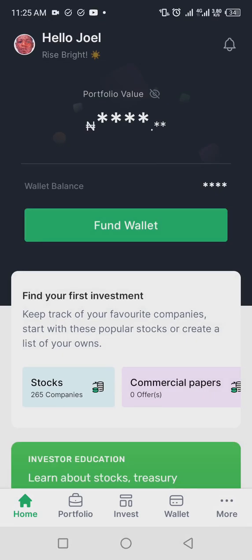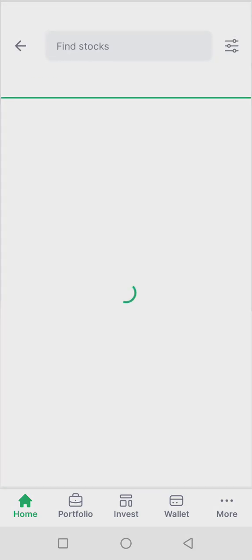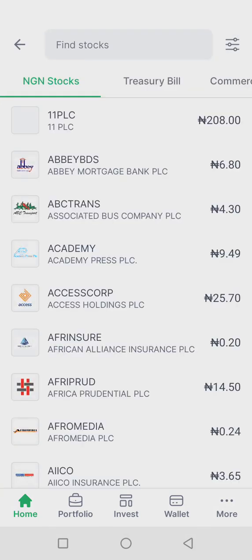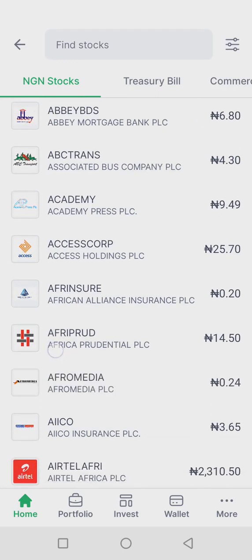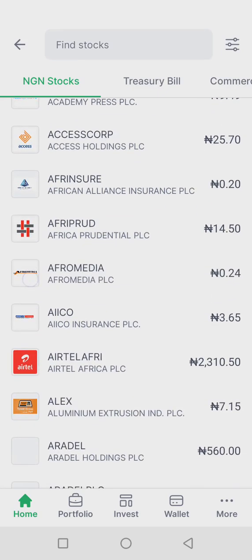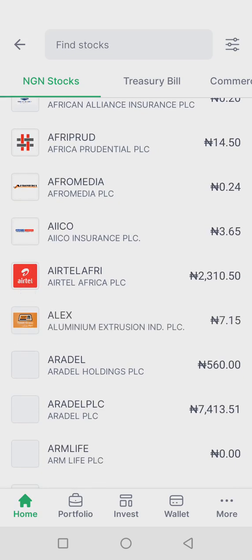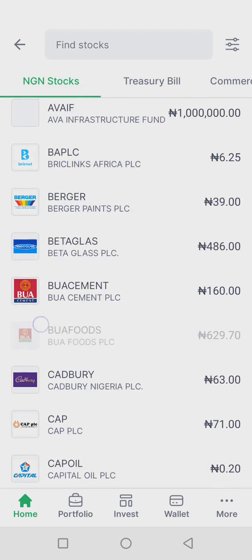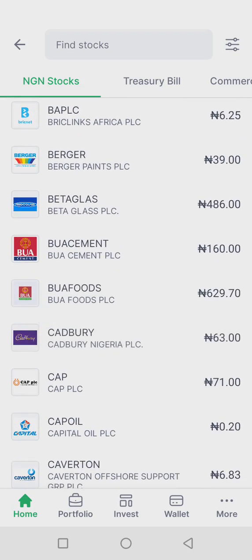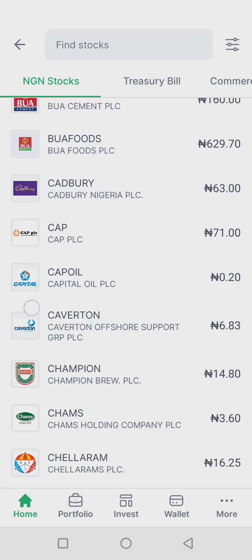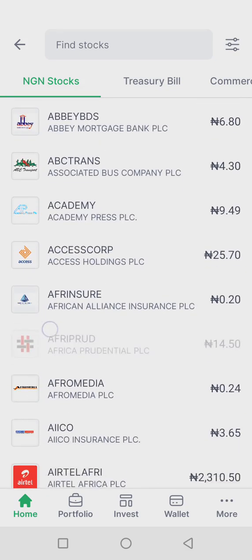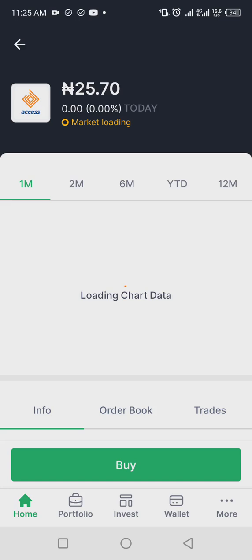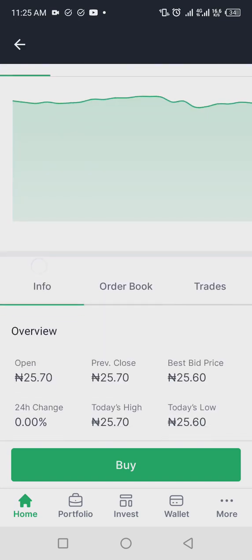So once you have funded your app, let's take an example of a stock. They have different kinds of stocks. This is Access Bank. You scroll down and check. This is Airtel Africa. Any stocks that you want to buy are here. This is BUA Foods, BUA Cement. Different kinds of stocks. But let's look at Access Bank. I'm not going to buy, I just want to show you. Is that okay?